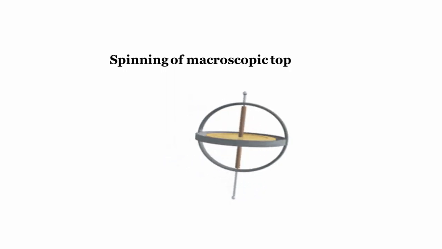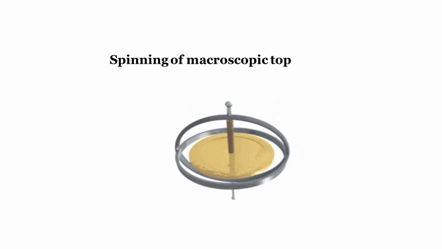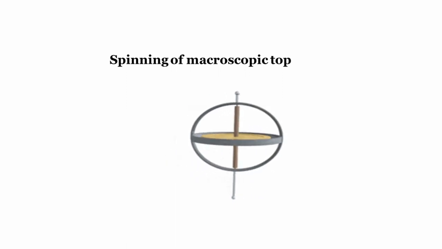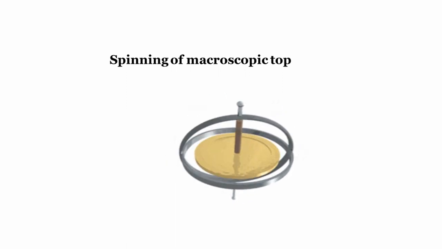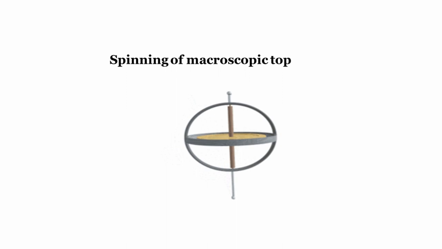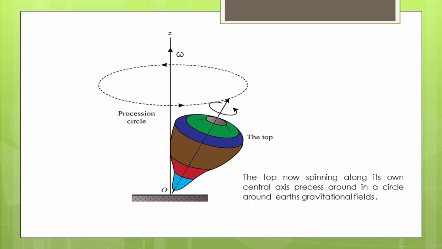It is difficult to understand the microscopic precession around the magnetic field, but this is analogous to the spinning of a microscopic top. When a top is spinning, it rotates about a central axis. The angular momentum of the top is aligned along this central axis. The top, spinning along its own central axis, precesses around in a circle around Earth's gravitational field.